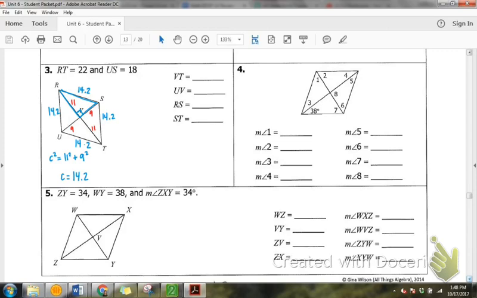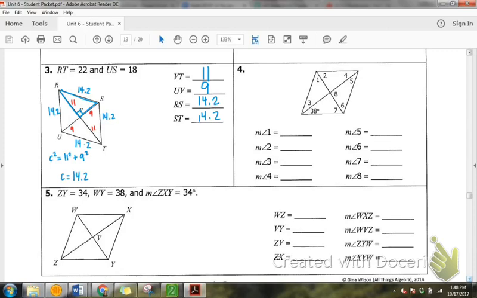VT is how much, Ashley? 11. UV, Kaylee? 9. UV is 9. RS, Sebastian? 14.2. Okay. ST, Vinny? 14.2. Good. Questions on number 3? You guys feeling okay with this? It's just kind of remembering what the properties are for which one, okay?